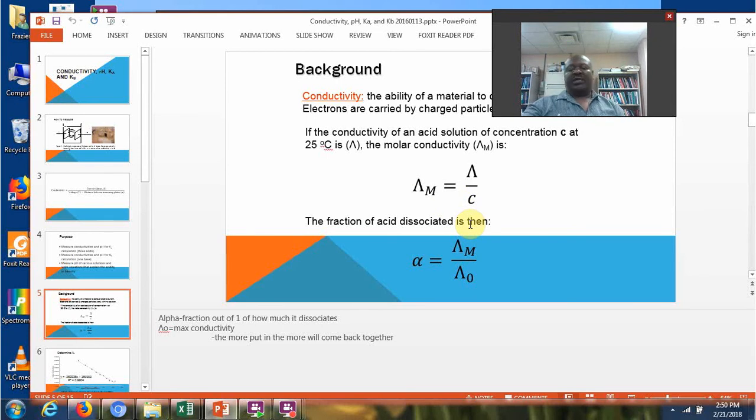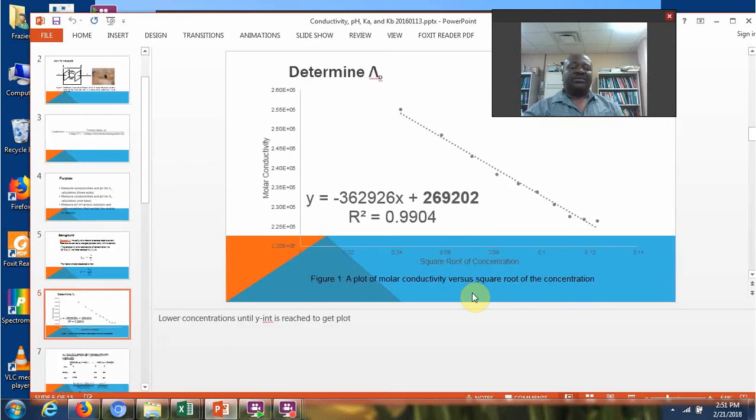Now, if we're dealing with an acid, it turns out that the fraction of acid dissociated or ionized is equal to the molar conductivity divided by the conductivity at infinite dilution. We know what this is, and we can calculate it above. You calculated it last week or 2 weeks ago. But where does lambda at infinite dilution come from? And how does it help us in this course?